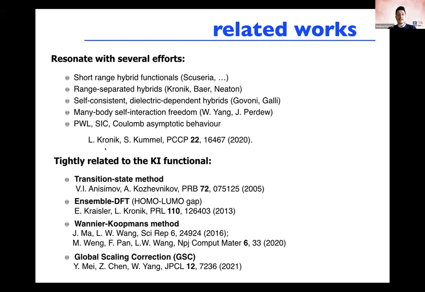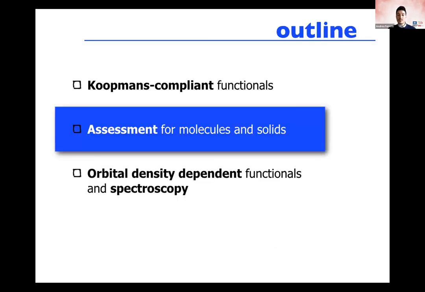And here, there's a nice recent review by Lior Kronig and Stefan Kummel, really discussing how the concept of piecewise linearity, self-interaction correction, and Coulomb asymptotic behavior of the potential really connect, partly overlap, partly not. And here are also a number of other works that instead are very close, very much overlapping with our KI function. I think more details are going to come in the later talks. Just want to mention that there's a lot of works, a lot of sub-pieces of the community really working on similar ideas.